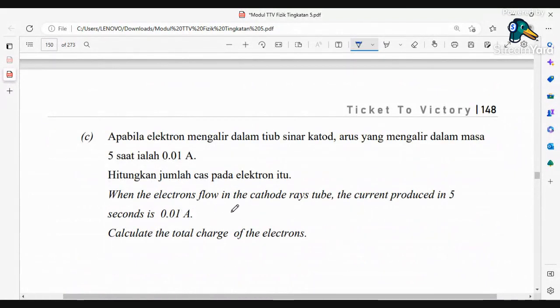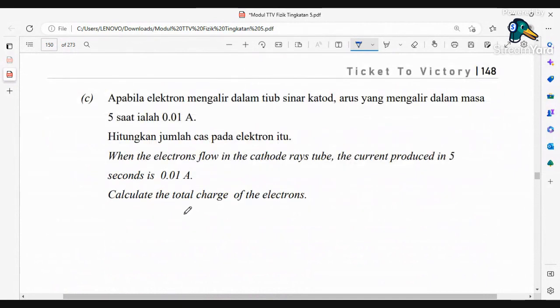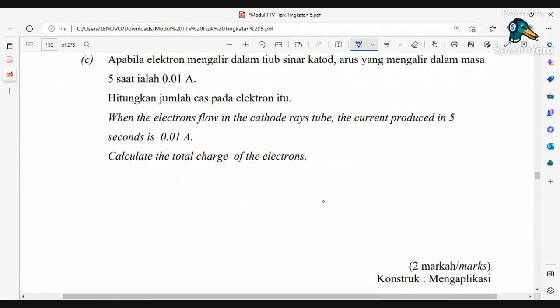When electrons flow in the cathode ray tube, a current is produced of 0.01 in 5 seconds. Calculate the total charge of electrons. Q equals IT. Current 0.01, 5 seconds. So we get 0.05 unit coulomb, C.